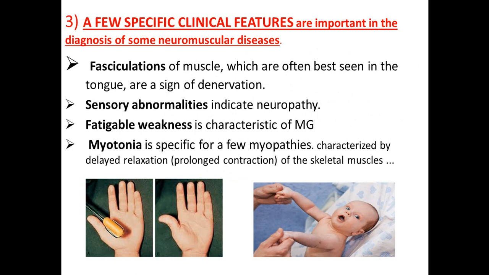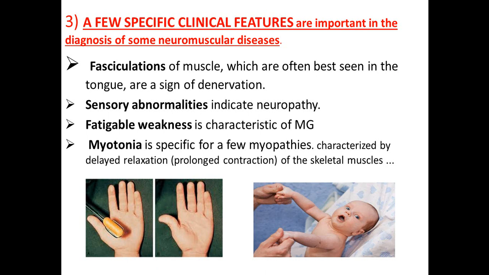What do you mean by fasciculation? There is a twitching or some sort of abnormal motion or movement of the myofibers, maybe involving a bundle of fibers or a big muscle. Usually it is obvious in the tongue, and it is a sign of denervation.